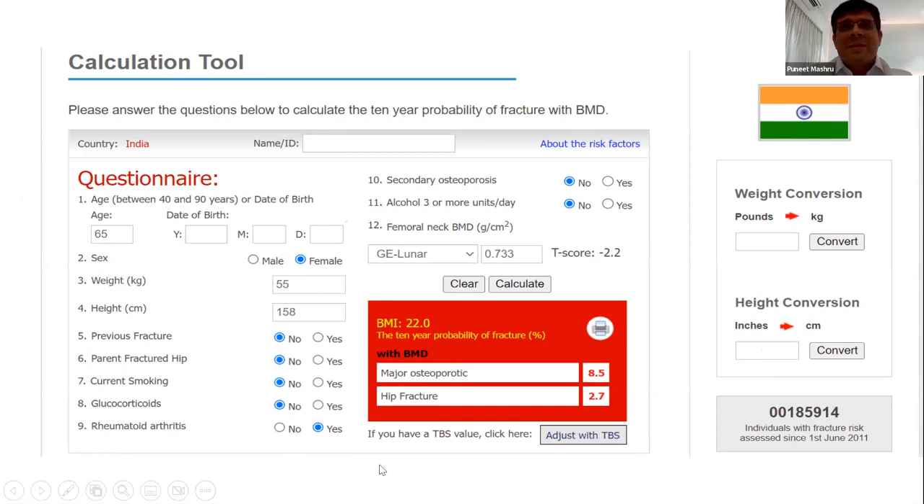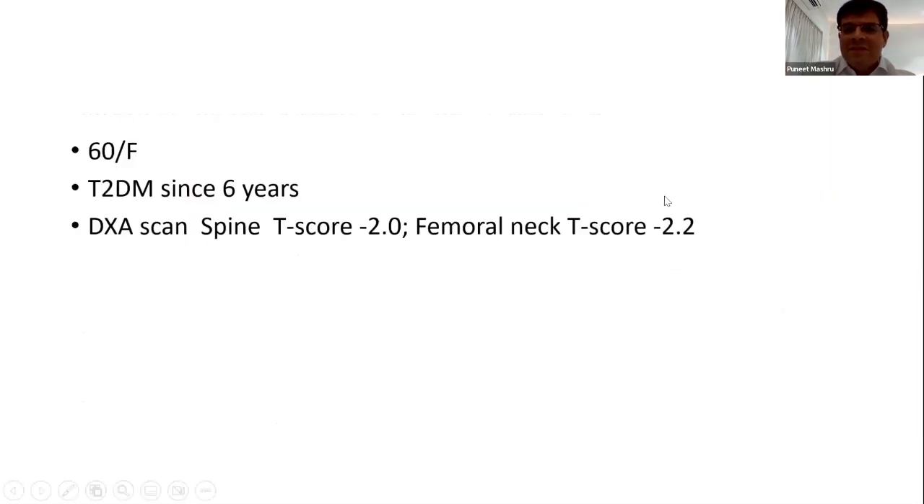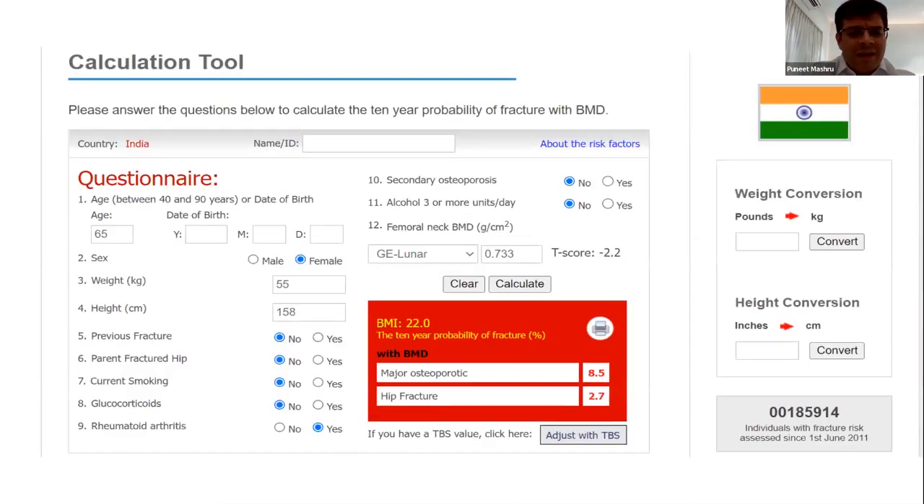For example, for a diabetic patient, we get a DXA scan done. What we can simply do is add minus 0.5 to it. So here the patient's femoral neck T-score is minus 2.2, so you assume it can be minus 2.7. Or the other way to do it is that we can put rheumatoid arthritis as a yes in the FRAX scoring, and again that will help us.